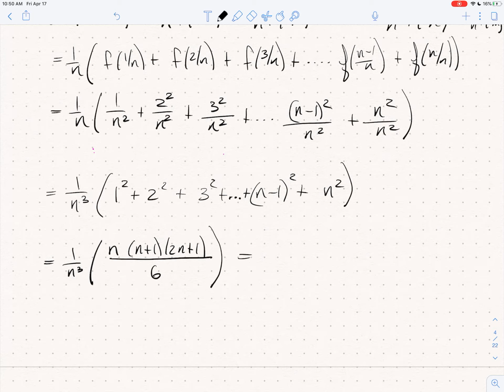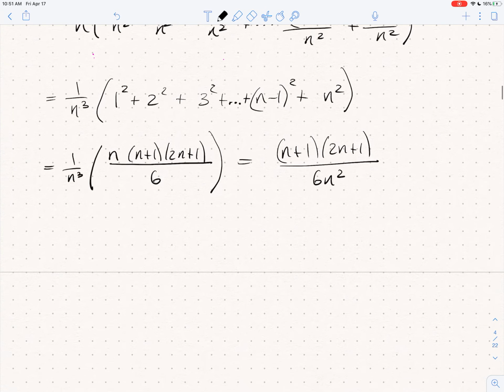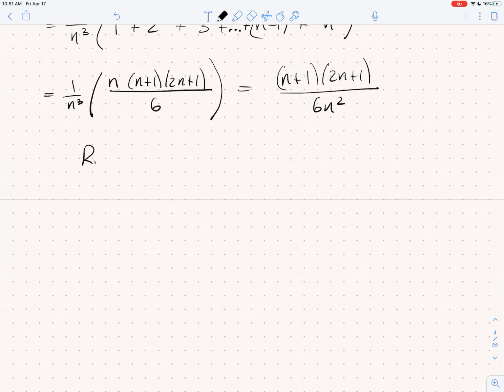And you learned this back in discrete. Like I said, you can look back at your notes there. So let's cancel one of these n's and simplify this. And so we get n plus 1 times 2n plus 1 over 6n squared. And so you need to realize that we actually have a really nice formula for the estimate of using n rectangles. So R sub n is n plus 1 times 2n plus 1 over 6n squared.